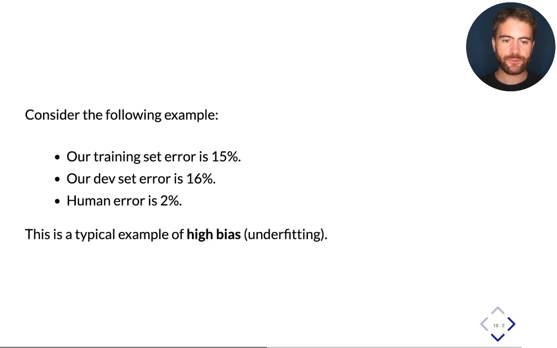Let's look at a few examples. Consider the following example. We have an instance where our training error is 15%, our development error is 16%, but if we ask a human to solve this problem, then they very easily get 2%. So it seems here that our system still has quite a bit of a gap with respect to human performance, and if this is a task such as image classification, then this would be a strong indicator that our system is still far from optimal and that our training error is high, and therefore we have high bias. So we're underfitting the data.